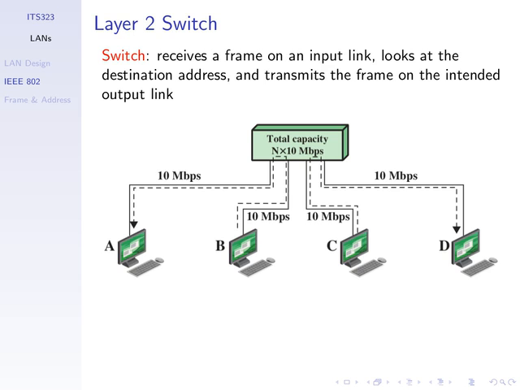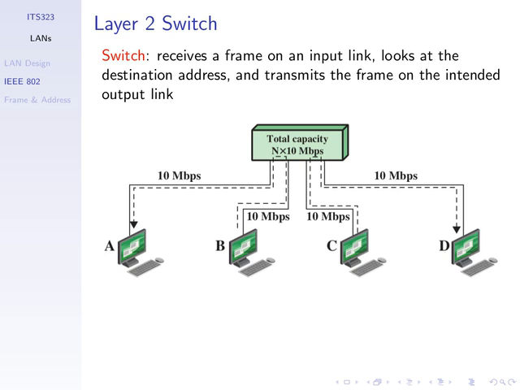Just make the colours different. So here we have two stations transmitting. A is sending to D, and at the same time B is sending to C. No collision. If you look at the links, there's only one frame being transmitted at one time. So that can happen in parallel without collisions.